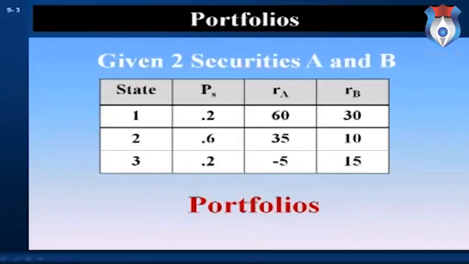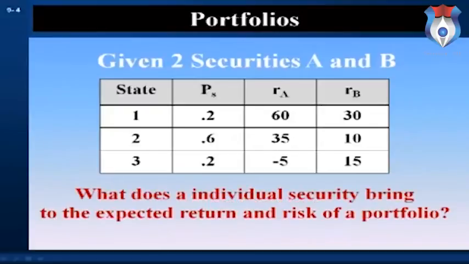All rational investors hold portfolios, so they're concerned with the expected return and risk of their portfolios. They view individual securities as possible candidates for entry into their portfolios. So they're concerned with what an individual security brings to the expected return and risk of their portfolios. So what does an individual security bring to the expected return of a portfolio? And what does it bring to the risk of a portfolio? Let's consider the expected return and risk of portfolios.